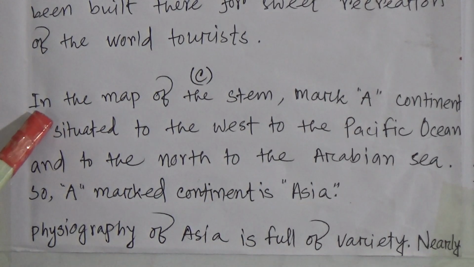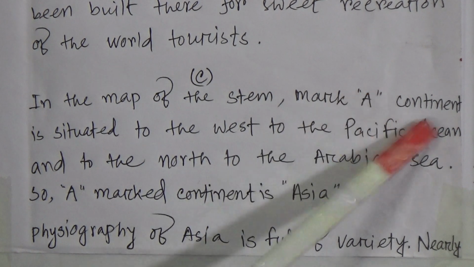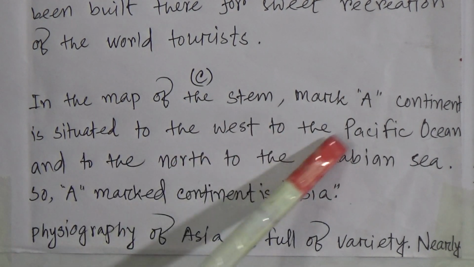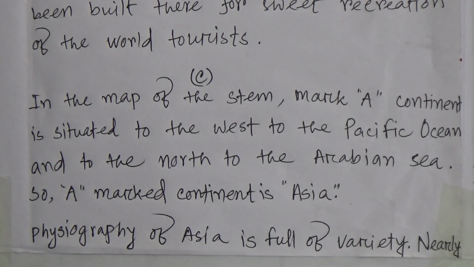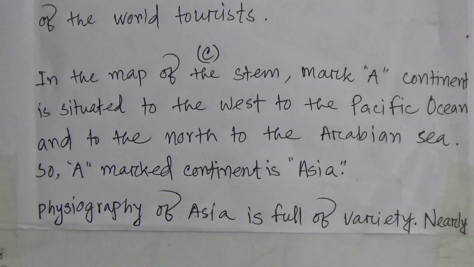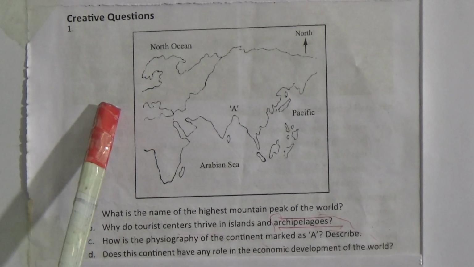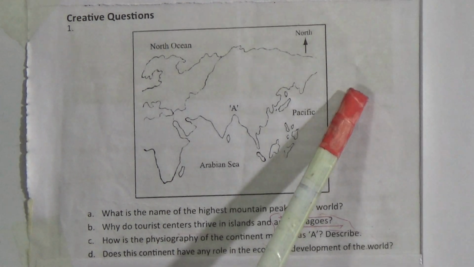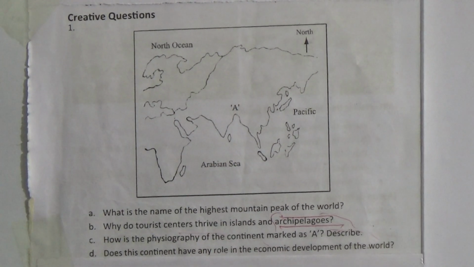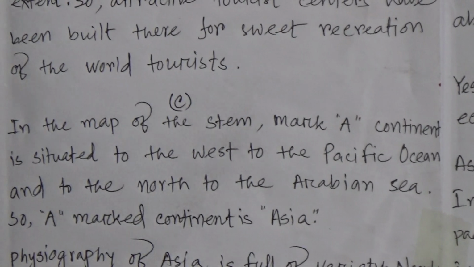Number C, in the map, the continent marked A is situated to the west of the Pacific Ocean. Dear students, this is the Pacific Ocean, so its west side is A. Okay, and it is to the north of the Arabian Sea. Dear students, here is the Arabian Sea, and this is its north. You know that every map's upper side is north, so this would be south, this part would be west and this part would be east. So this is very clear. That means the continent marked A is Asia. Okay, that means the continent in which we are living.